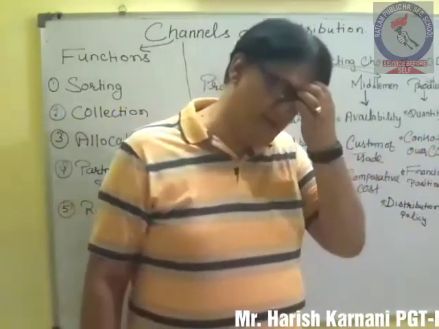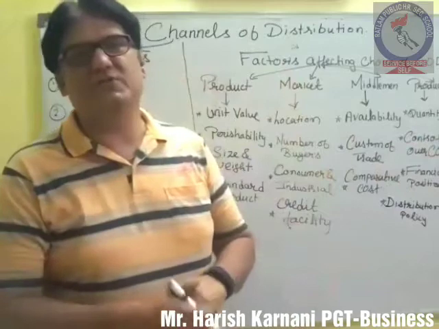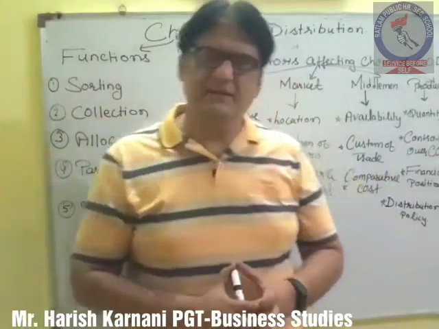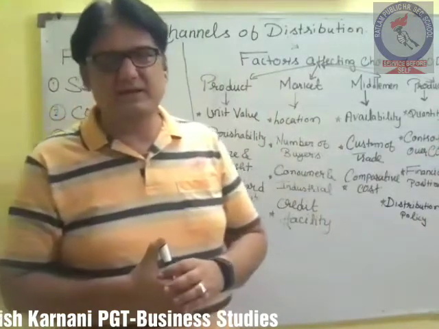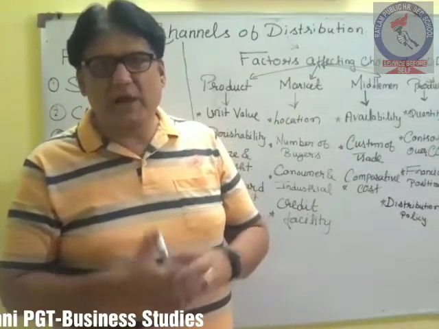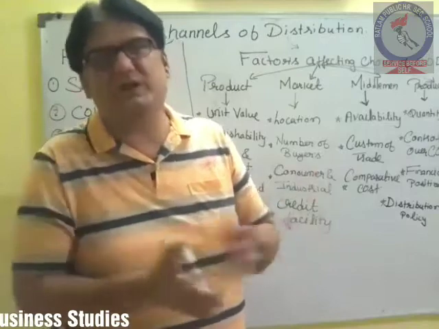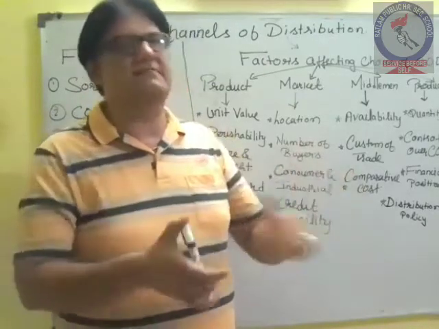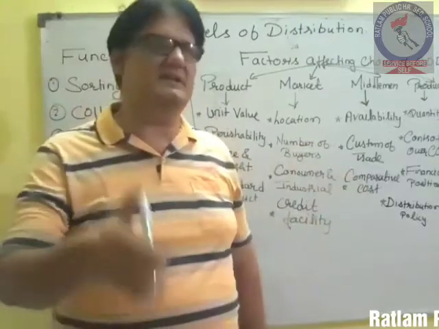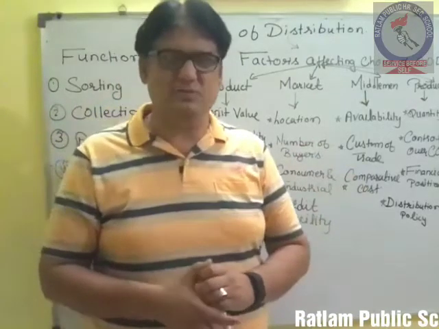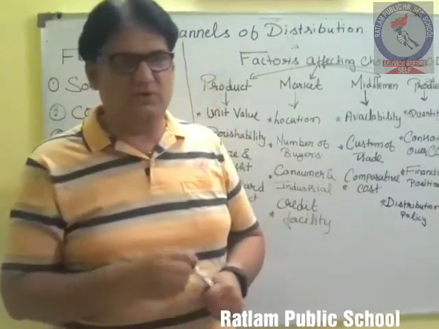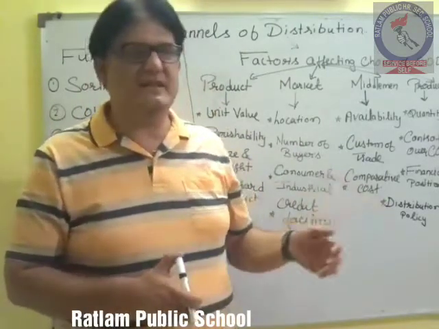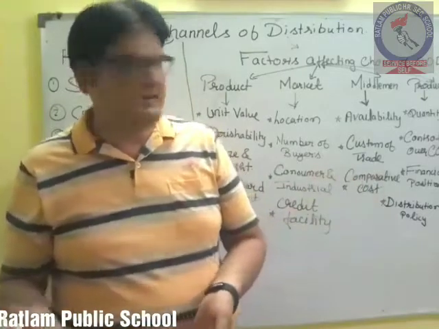Control over channel of distribution. If the producer wants control over the channel of distribution, then he will sell the product by his own effort. If he wants the control, he wants each and everything in his control, so he will sell the goods directly to the consumer. And if he does not want control over the channel of distribution, then what will he do? He will sell the goods through the mediator.